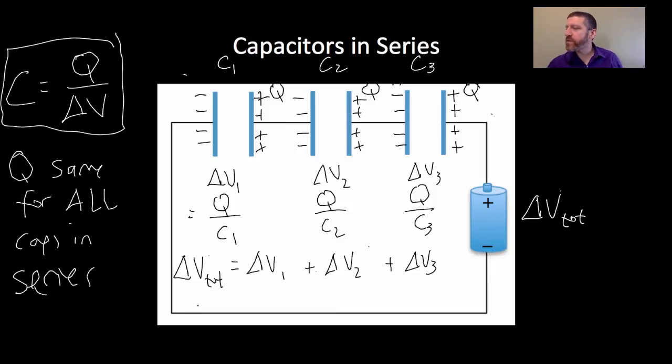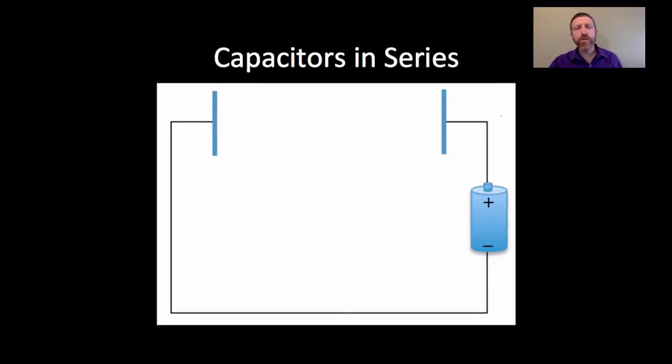Well, let's just stop right there. Now, one thing to understand is, what is this delta V total? Well, that would be the Q over the C equivalent. Now, let me show you what I mean by that. What is the equivalent capacitance of this system? Well, the way to see that is this. This is what the equivalent capacitance that this battery sees is.